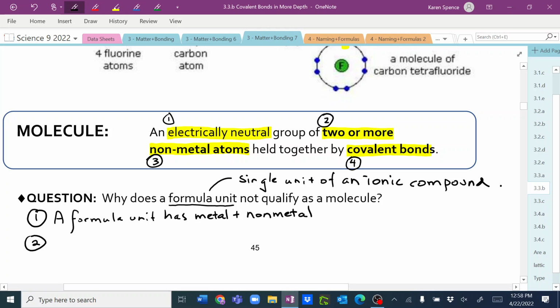And I can't abbreviate formula unit because it's rude, so we won't do that. A formula unit, I know, right? I'm like, okay, what do we abbreviate it as? We can't. Okay, we'll just leave it there.